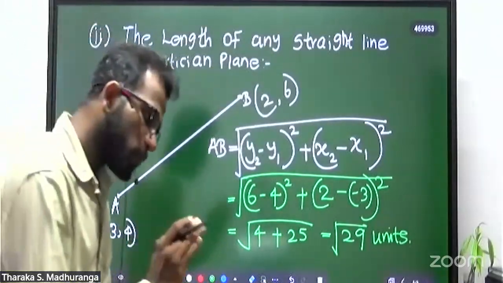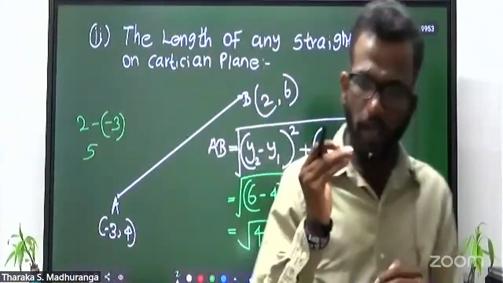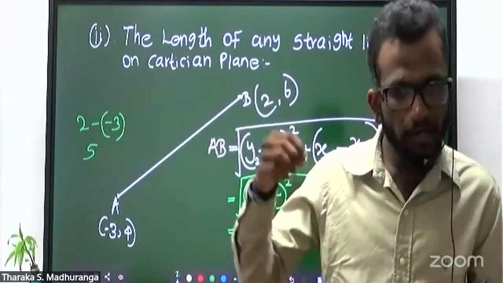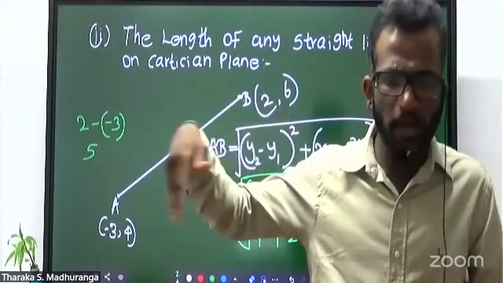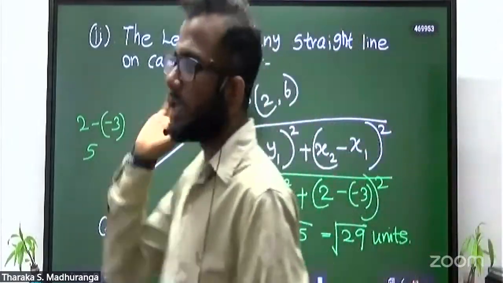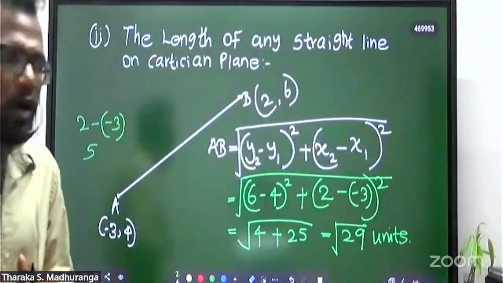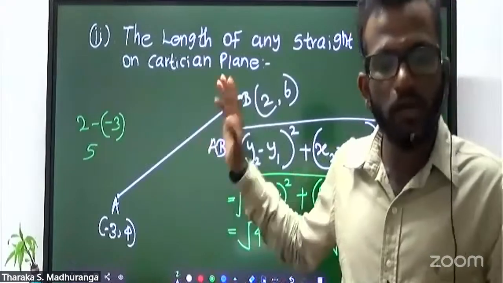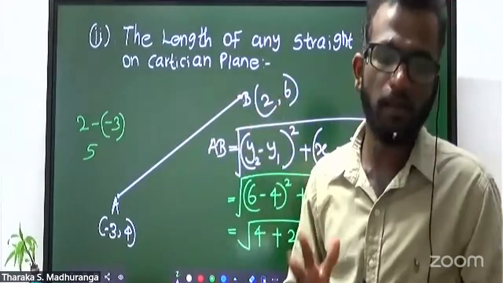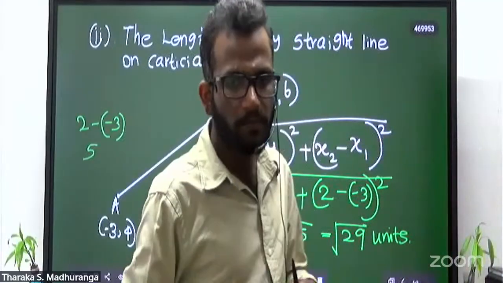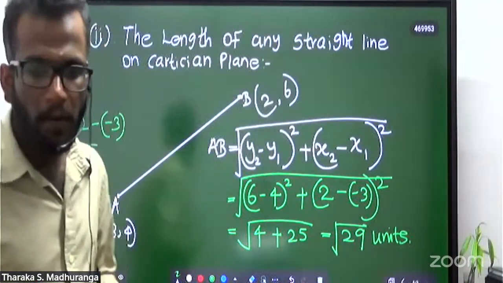If you can imagine the coordinates on the Cartesian plane, you can use the Pythagoras theorem, no issue. But if we have only coordinates, you can easily use this equation to get the length of any type of straight line. Understood?